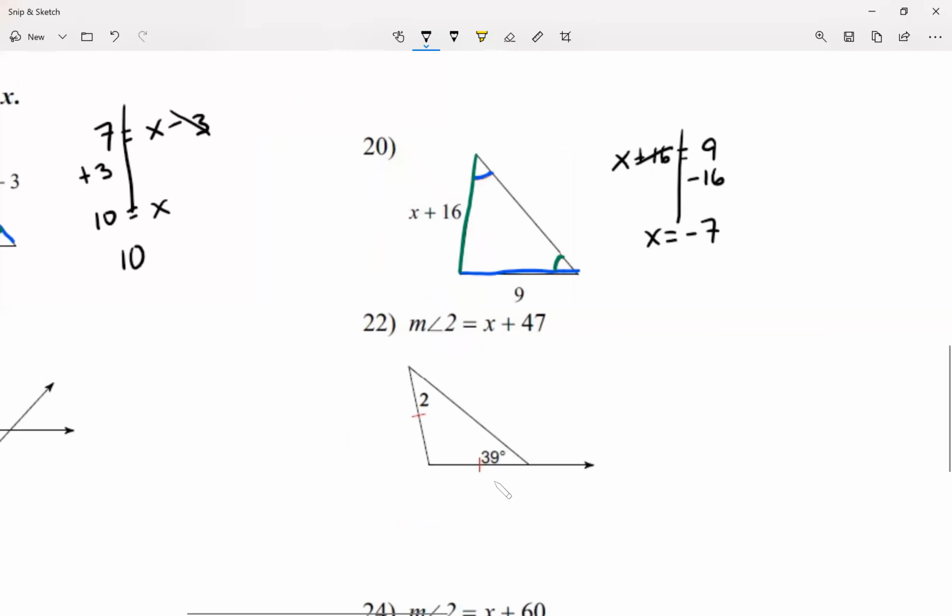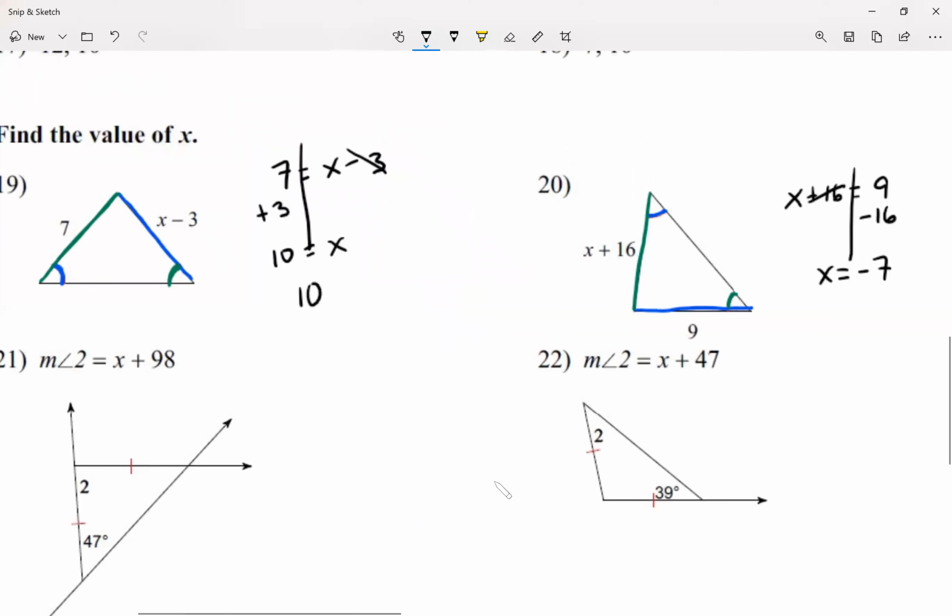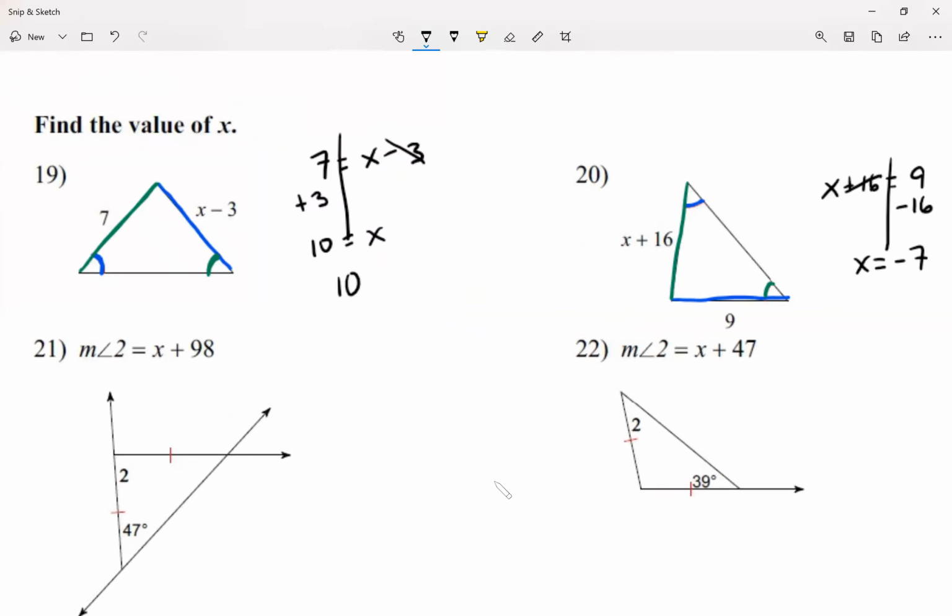Now, this is what we called isosceles triangle. Two sides are equal, two angles are equal. You're going to run into equilateral triangles, right? All three angles are equal. So guess what? All three sides are equal as well. You're going to run into those in your homework.